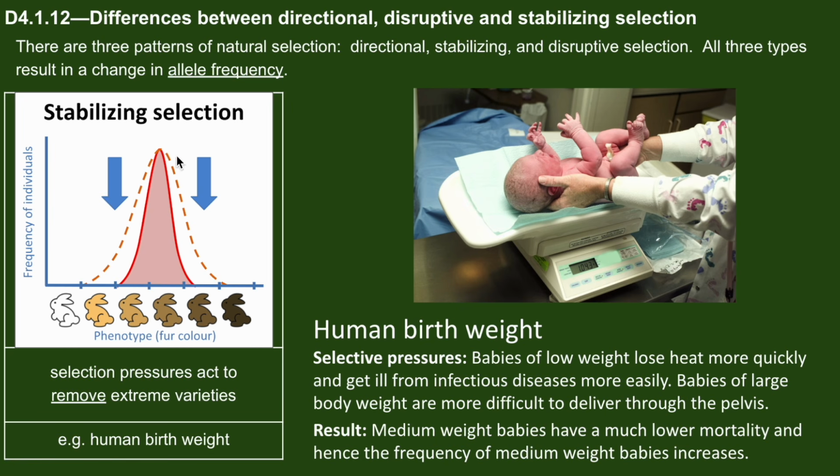Where you can see here the original in orange moves towards the center here in red. We're going to see that we have selective pressures on both extremes. We're going to end up with more medium weight babies. They have a much lower mortality, and hence the frequency of medium weight babies increases.